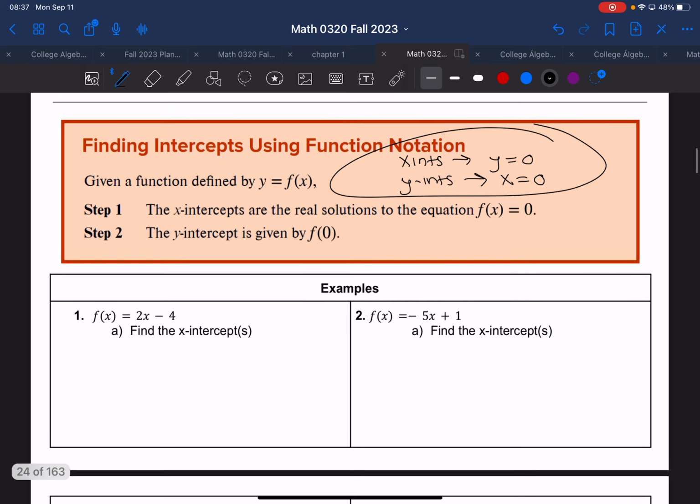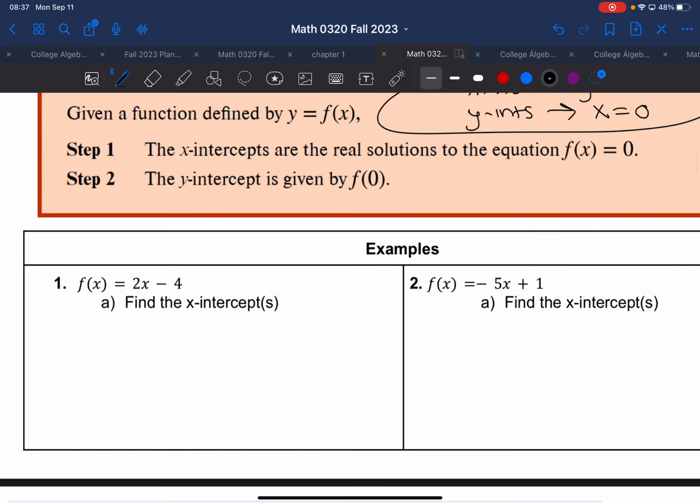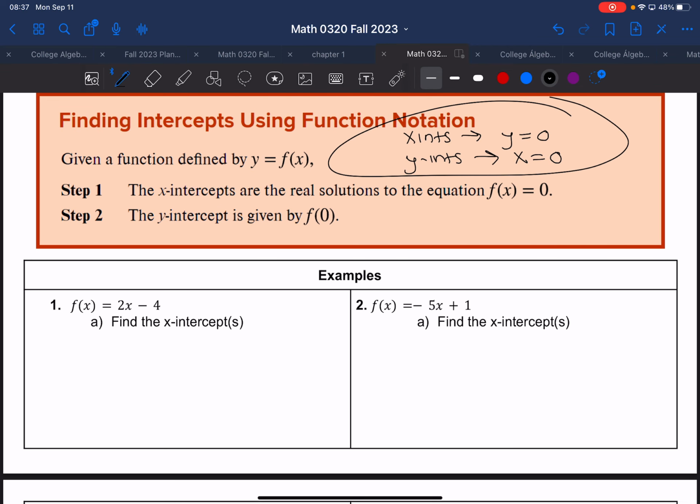Okay, number 1, we have f of x is equal to 2x minus 4. This is what type of function? Linear. So it wants us to find the x-intercepts. So we know that we're plugging in 0 in for y. And in this case, we don't see a y, but we know y is what? F of x. So this is y is equal to 2x minus 4. We are plugging in a 0 in for y and solving for x. So what would be our first step? Add the 4. Add the 4, good.